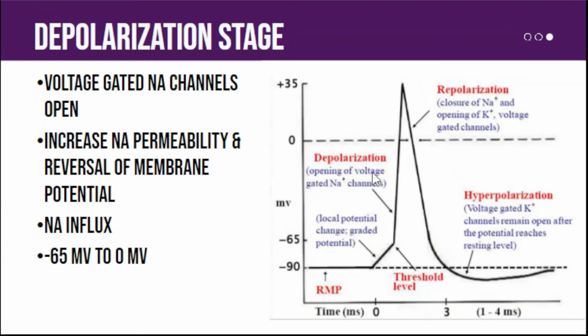Ano ba ibig sabihin ng voltage-gated sodium channels? Nakadepende yung sodium channel sa voltage na meron ang isang nerve. Kaya inaaral natin yung mga millivolts. So, once it reaches -65, the sodium channels will open and there will be increased sodium permeability. And because sodium can now enter the cell, there will be a reversal of membrane potential. Magkakaroon ng pagbabago doon sa takbo ng ating cell.